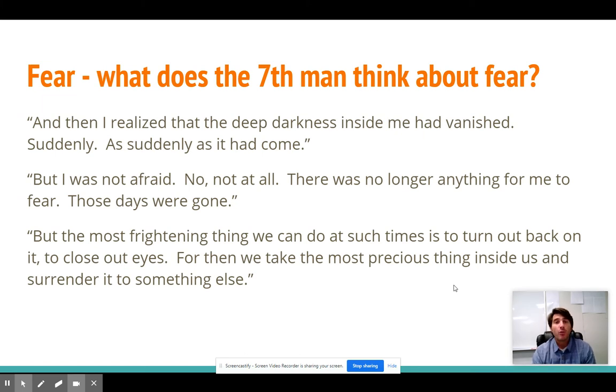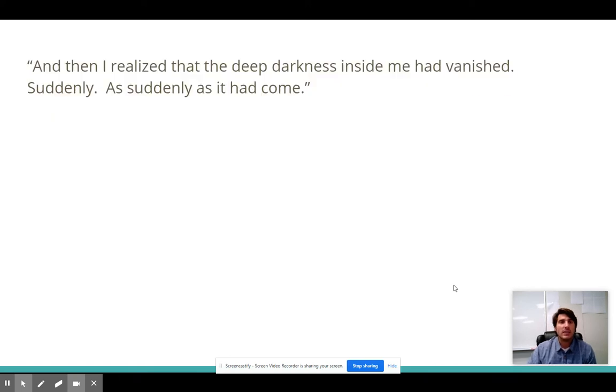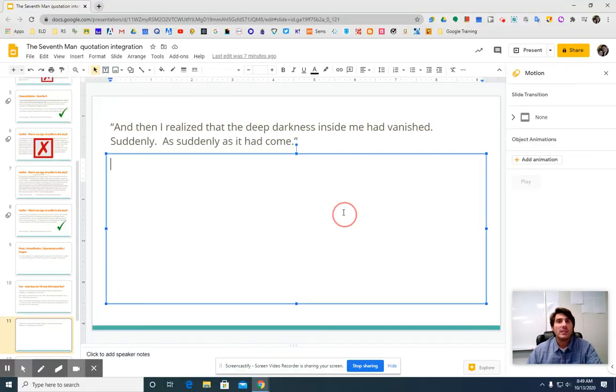So, here are 3 passages from the text. And then I realized that the deep darkness inside me had vanished, suddenly as it had come. And then a little bit later you get, but I was not afraid, no, not at all. There was no longer anything for me to fear. Those days were gone. And lastly, very end of the story: But the most frightening thing we can do at such times is to turn our back on it, to close our eyes, for then we take the most precious thing inside us and surrender it to something else. So, 3 passages. So let's go ahead and see if we can work on this together.